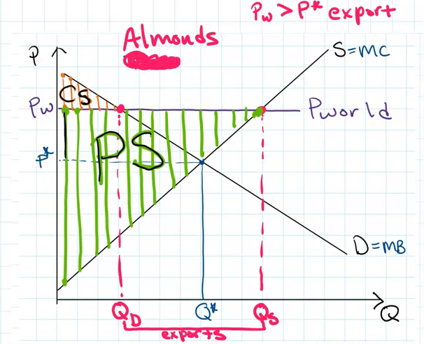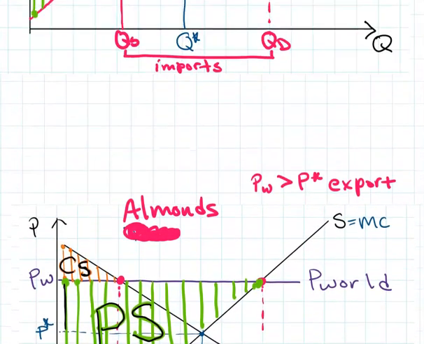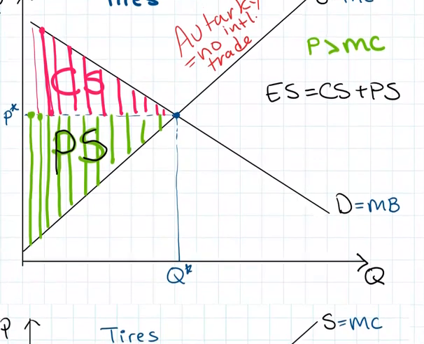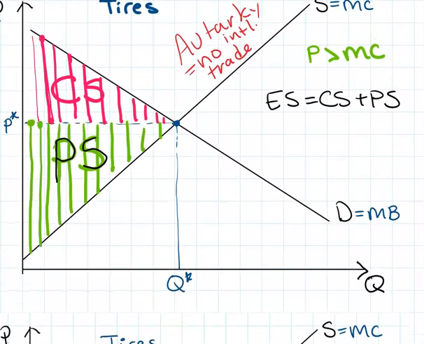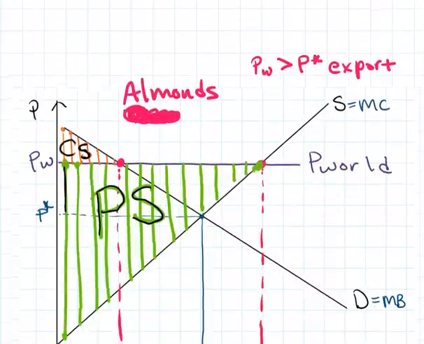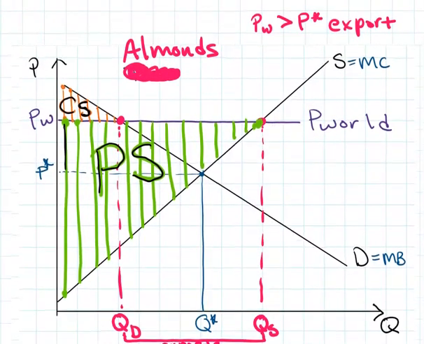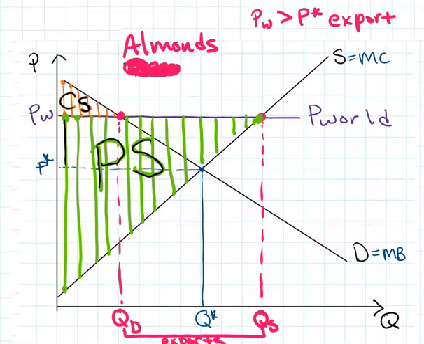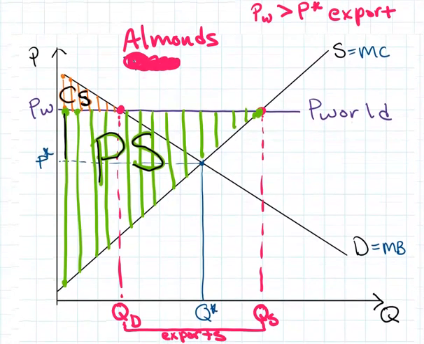And remember, before when we were in autarky, which we can do at the very top, we just got the small triangle. So imagine that, because it was the same graph. Imagine instead of tires, it says almonds there. And so it's the same graph.